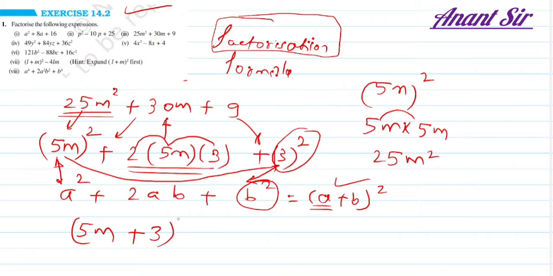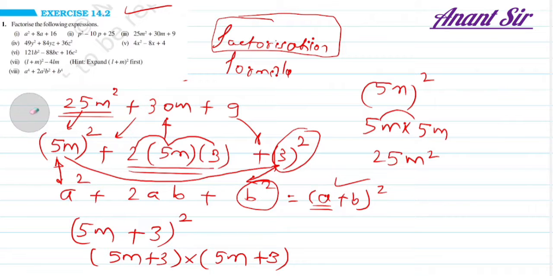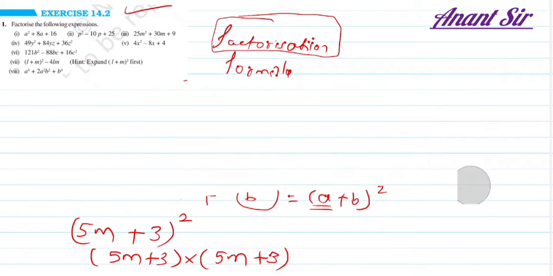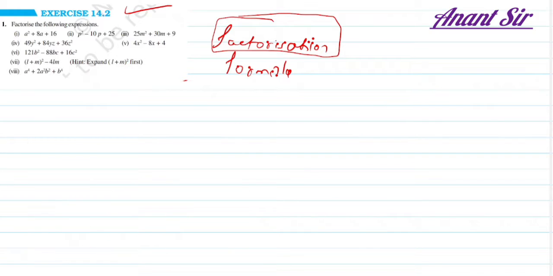So 5m plus 3 whole square is our answer. If you want, you can write this bracket twice, which indicates that it is a square. So I am sure now you must have understood this question very easily. So let's go on to solve question number 3.